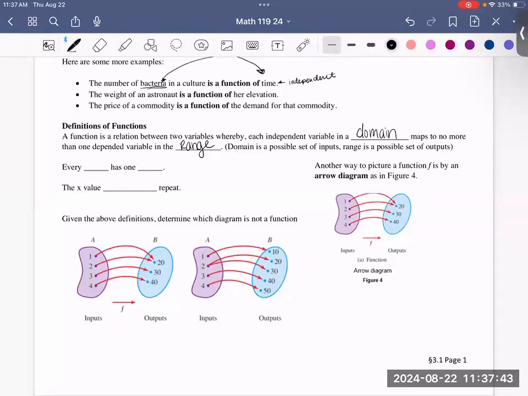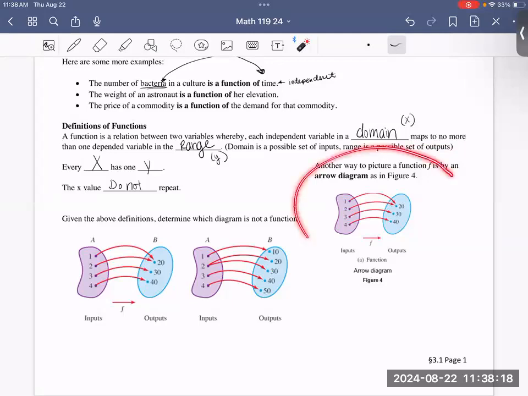If that sentence doesn't quite make sense, with domain being your x values and range being your y values, think about shortening that sentence. It's just saying every x has exactly one y. Or it's just saying that your x values do not repeat. If you have repeating x's, that means that it's going to be mapping to more than one dependent variable, which is not okay. And we're going to see a visual aspect of that.